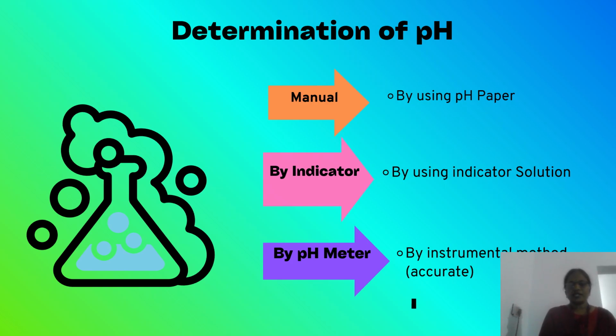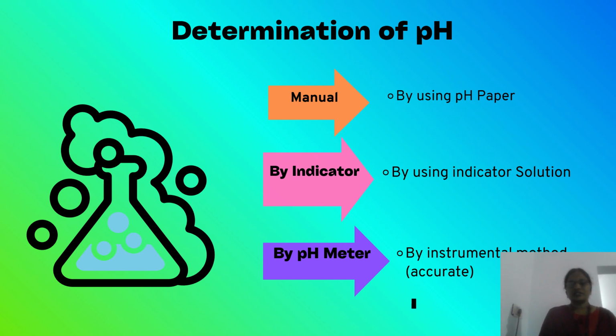Another method is the indicator solution. We put drops of the indicator solution, and it changes color. According to the change of color, it represents the pH of the unknown solution. These two, pH paper as well as indicator solution, come under the manual method. This is an approximate method. We just get an idea about our unknown solution, whether it is acidic, basic or neutral.